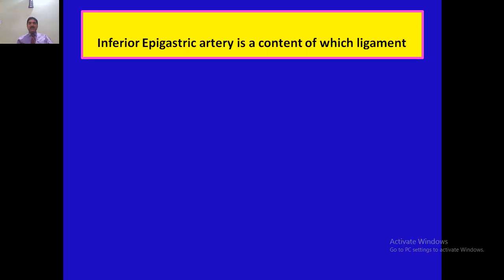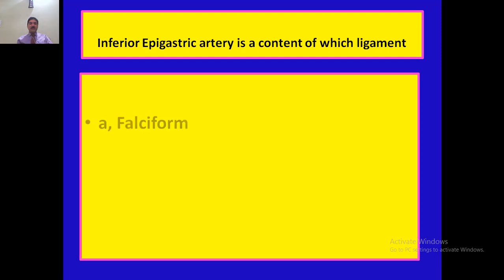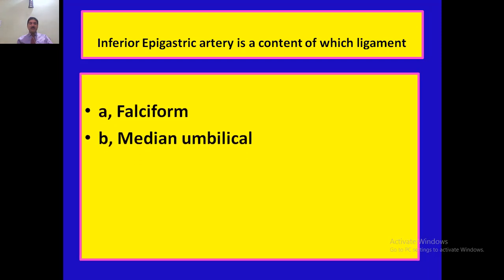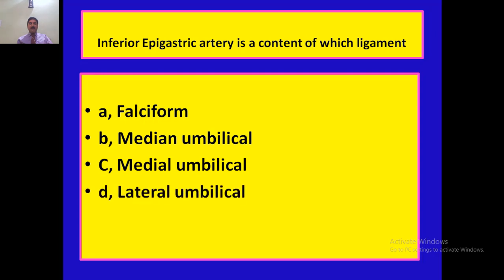Inferior epigastric artery is the content of which ligament? Falciform ligament, median umbilical ligament, medial umbilical ligament, lateral umbilical ligament. Correct choice is lateral umbilical ligament, contains inferior epigastric artery.